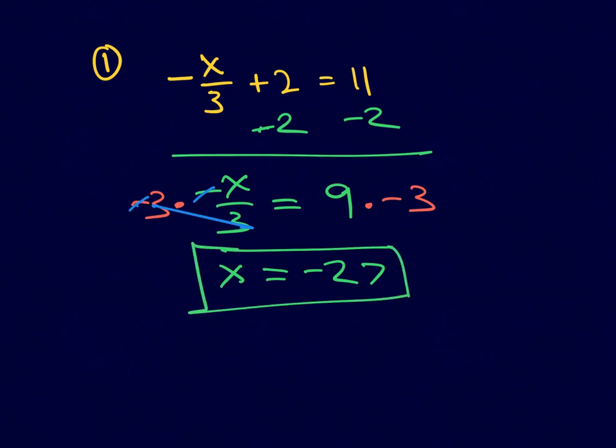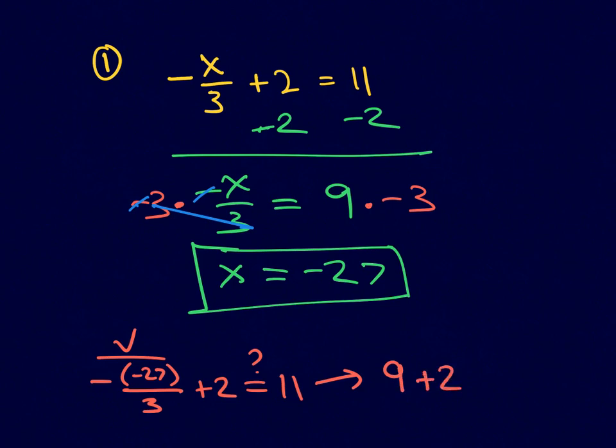Okay, we could check our work here. We could plug that number back in for x. So I'm going to do a little check. I'm going to say negative, and then on the top, I plug in negative 27, over 3, plus 2, and I just want to know, does that equal 11? Well, negative negative is positive, so 27 divided by 3 is 9, plus 2, which is 11. So we're happy. So that is definitely my answer.